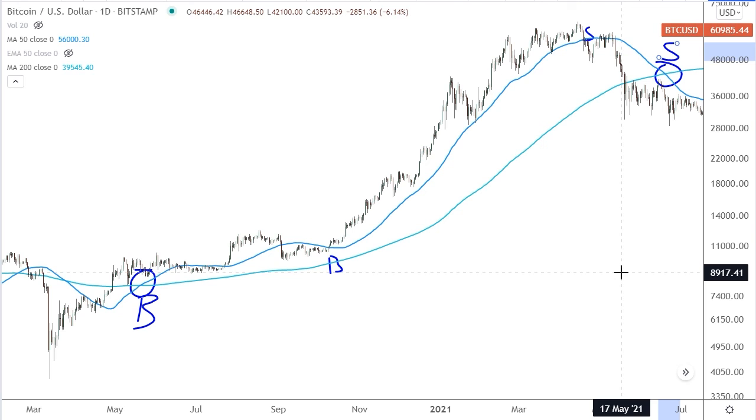Again, trending markets is when moving averages work the best. If the market is not trending and if it's moving sideways, then stand aside from using moving averages. You're going to want to look for your horizontal levels of support and resistance to help identify when to get into and when to get out of trades.